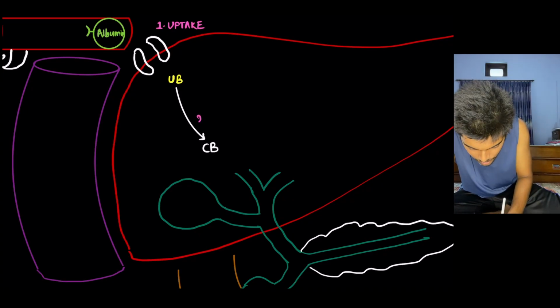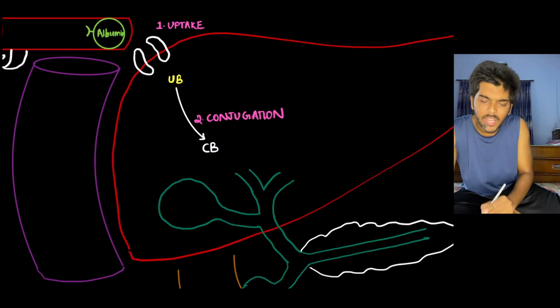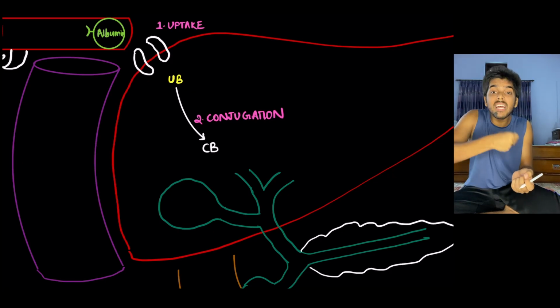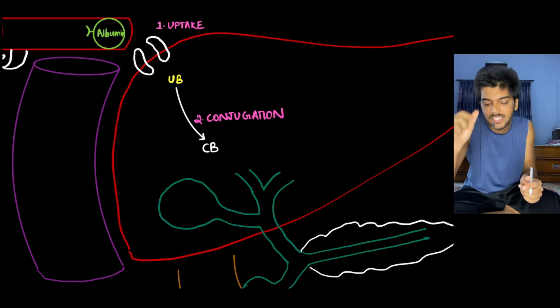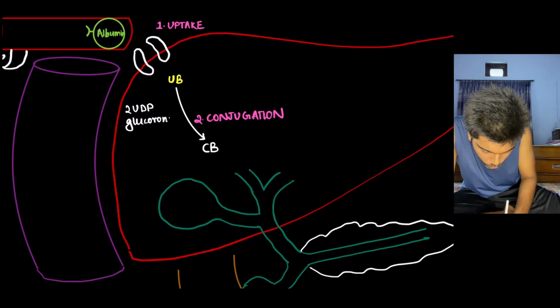Second step, conjugation takes place. For conjugation to take place, something has to come and conjugate with bilirubin, unconjugated bilirubin. What is that something? There's an acid. The acid is called UDP glucuronic acid. Glucuronic acid. So that gets conjugated.